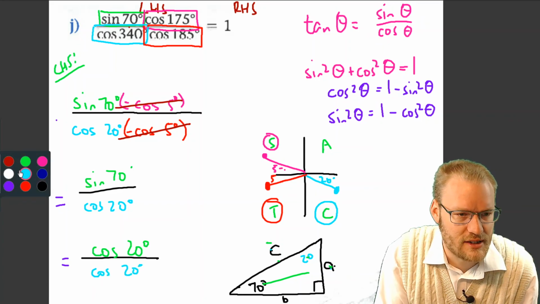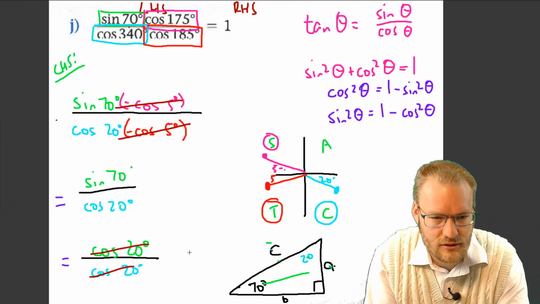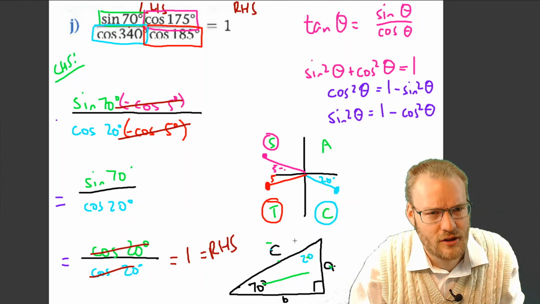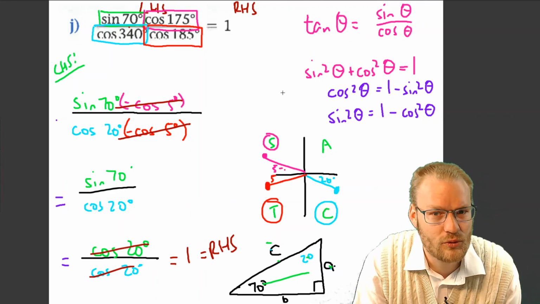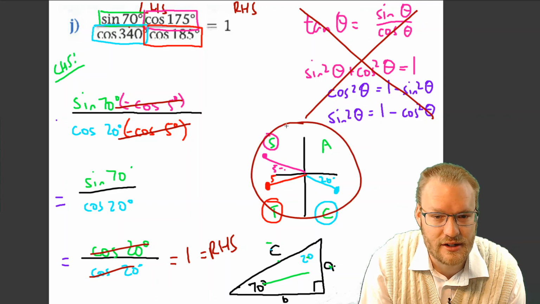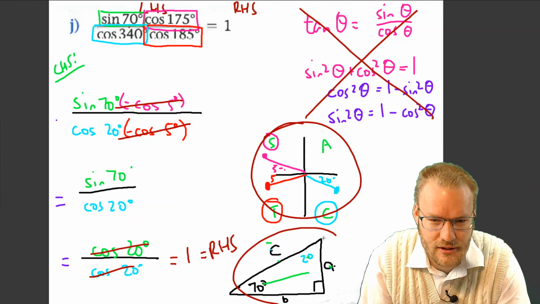That was cos 20. These cancel nicely to give you 1. That equals 1, which is our right-hand side. So a few things along the way: we didn't use this at all, but we did use our reductions and we used our 90 minuses as well. So that was quite something. That was a nice question, right?